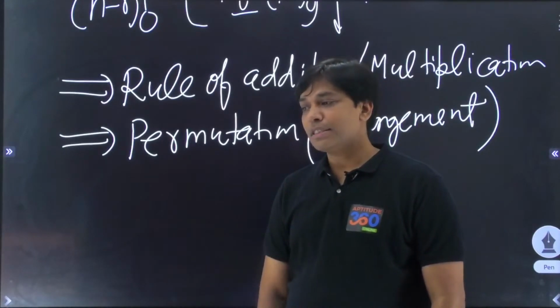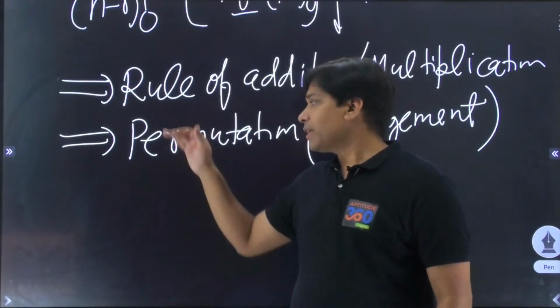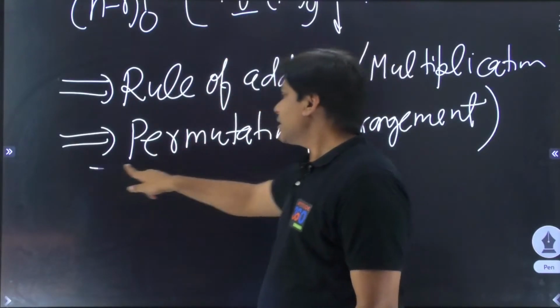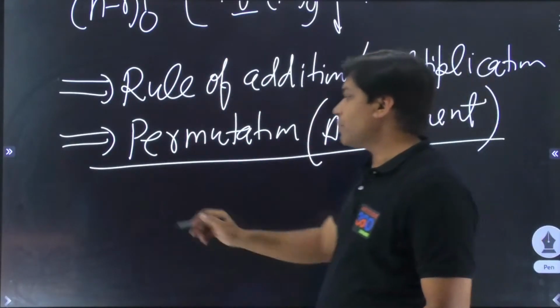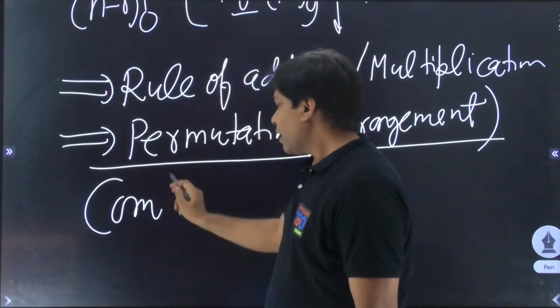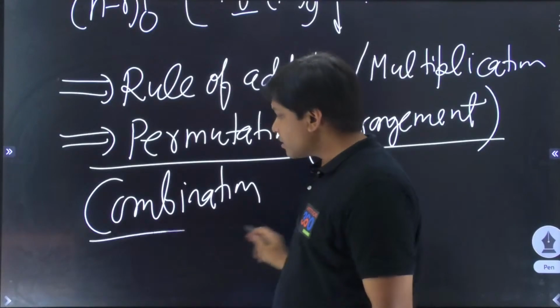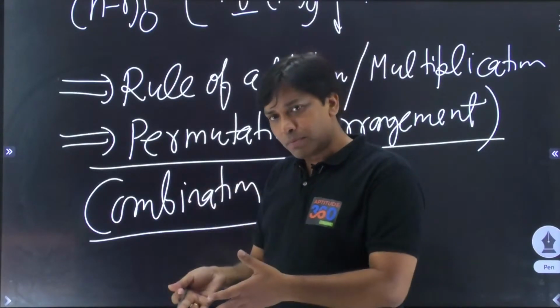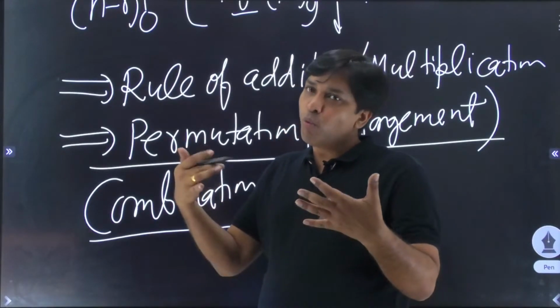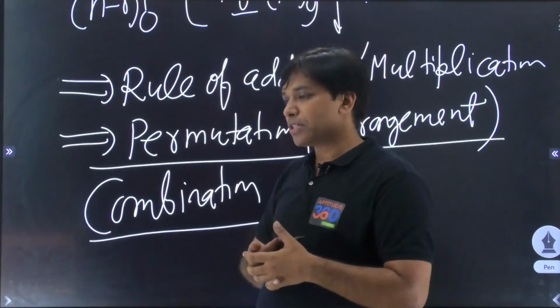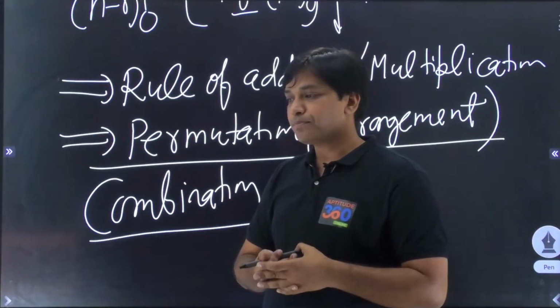Is that okay? So what is it that we have covered? We have covered the permutation part. In the next class we will be covering the combination part, and then once we have done the basics, we will start solving the problems, and we will see when to apply permutation and when to apply combination. Is that okay?